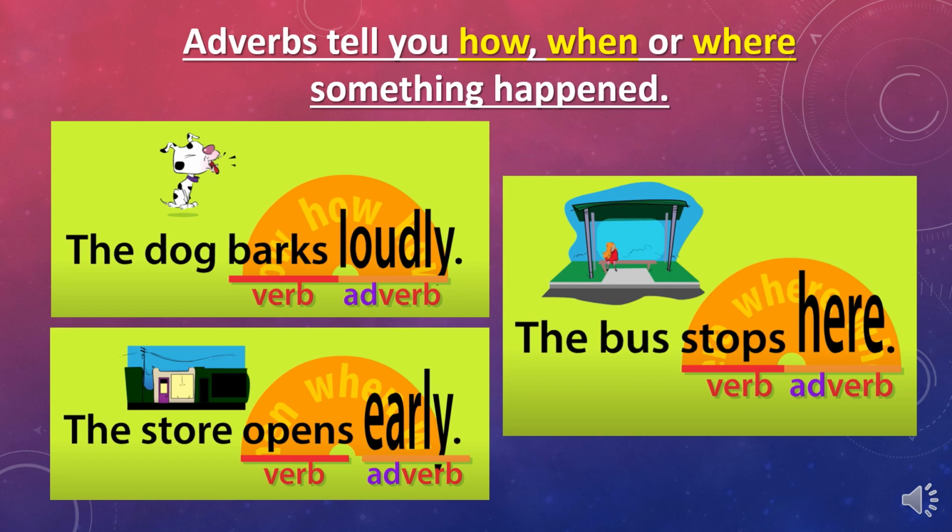Last example. The bus stops here. Here is an adverb and it describes stops, which is a verb, okay? If I want to ask a question, I will say, where does the bus stop? And you will answer with an adverb. The bus stops here, okay? So adverbs tell you how, when, or where something happened.